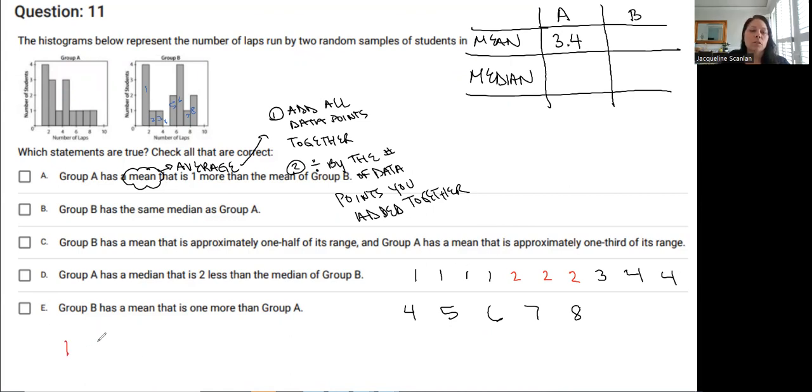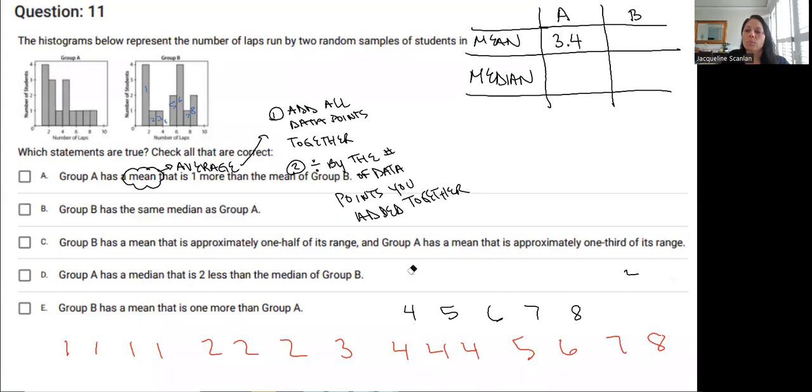I know it's annoying. 1, 1, 1, 1, 3 2s, 1 3, 3 4s, a 5, a 6, a 7, and an 8. Okay, so there's my data set. I just wrote it all in one place, so it's easier to cross out. Now I'm going to cross from the outside in until I get to a middle number.